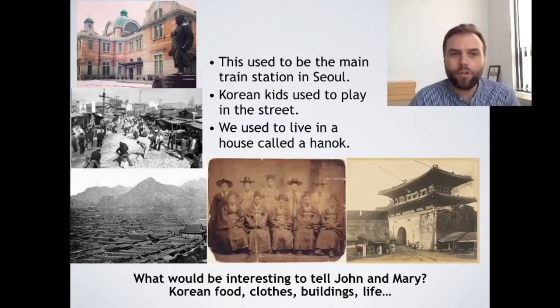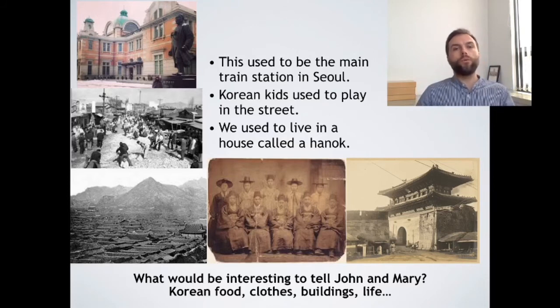So have a look at the picture. You can see this used to be the main train station in Seoul. Korean kids used to play in the street, and we used to live in a house called a hanok. Those are my examples about traditional Korean life. So what would be interesting to tell John and Mary? Think of some interesting things to tell them about traditional Korean culture or the history of Korea. Think about Korean food, clothes, buildings, life, etc.